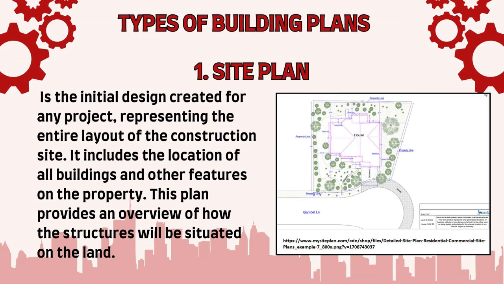Site plan is the initial design created for any project, representing the entire layout of the construction site. It includes the location of all buildings and other features on the property. This plan provides an overview of how the structures will be situated on the land. The site plan shows the building's position on the plot, boundaries, access roads, landscaping, utility connections, and compliance with zoning laws.